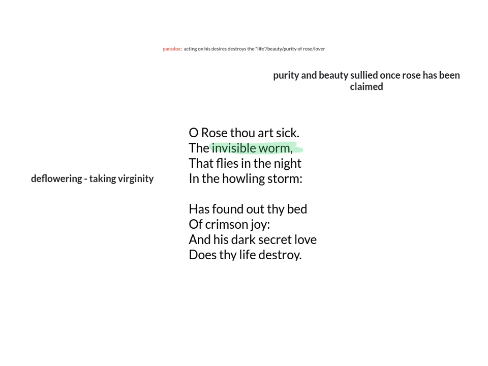In terms of AO2 stuff then, we are looking at our invisible worm as a phallic symbol here, something that is penetrative and invasive, seeking out the bed, which obviously has a double meaning. We can look at it in terms of a rose bed, but also in terms of the bedroom, I'd suggest as well.